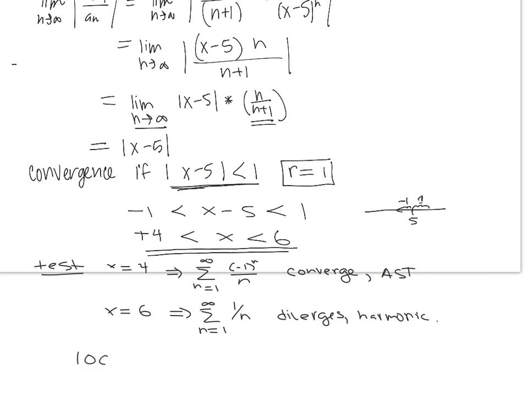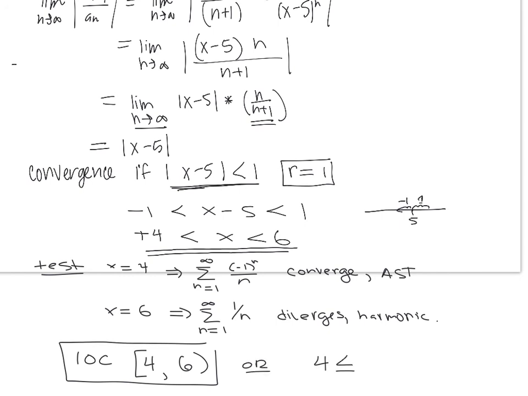And thus, the interval of convergence includes 4, square bracket, and does not include 6. Or you could also write that as 4 is less than or equal to x, which is less than 6. Those are equivalent ways to say the same thing.